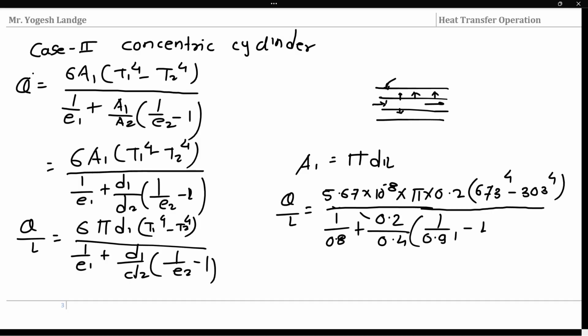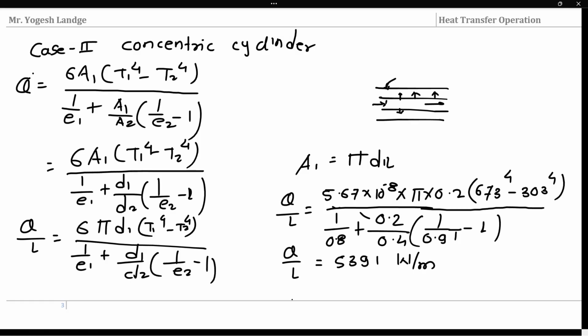Okay, so we got the value of Q by L when there is a concentric pipe, around 5391 watt per meter. So this is the heat loss when there is a concentric pipe.